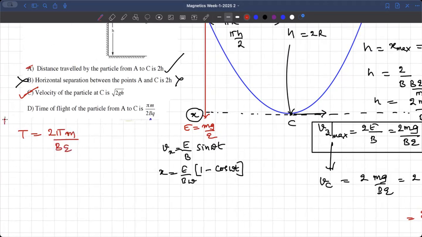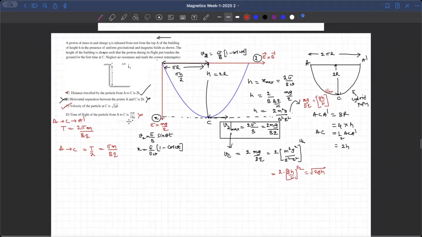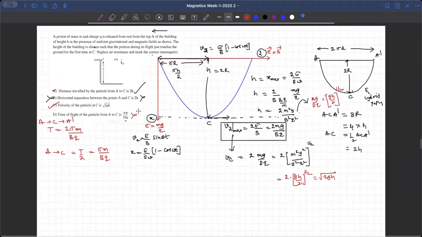From A to C, C to A dash. But you want only from A to C, which is half the time period. This is πm by Bq. So this is wrong. Now please go through the entire question one more time. You are expected to have this question.